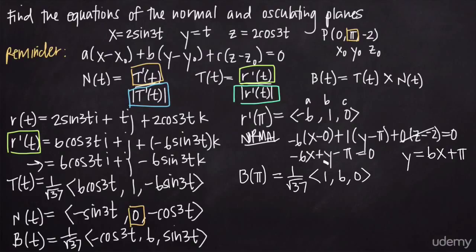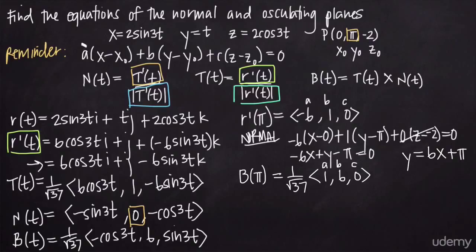Now these values here are going to be the values a, b, and c that we plug into the equation of the tangent plane to find the equation of the oscillating plane. And when we plug these back into the equation of the plane, and we plug in the point P for x0, y0, and z0, we actually don't even have to include this 1 over root 37 value, because think about it this way. If we distributed this 1 over root 37 across the 1, 6, and 0, we'd have 1 over root 37, 6 over root 37, and 0 over root 37, or just 0.